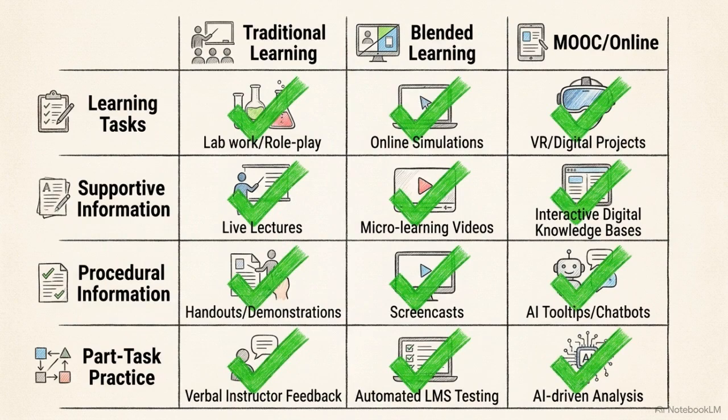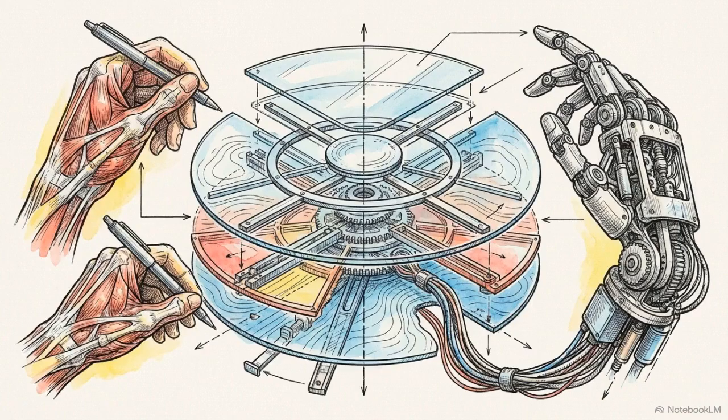This matrix maps out how these 4 components translate across any modern delivery method. Whether operating in a traditional classroom, a blended cohort, or a fully asynchronous digital platform, the biological requirements for building expertise remain exactly the same.